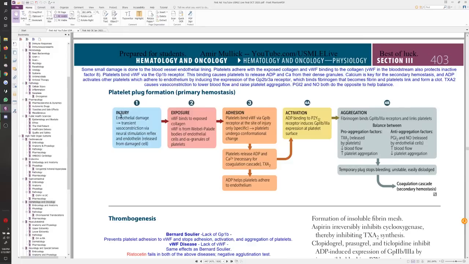So you can imagine like a basic cut, for example. So you get your injury, endothelial damage leading to transient vasoconstriction via neural stimulation reflex and endothelin, which is just released from the damaged cell. And so this vasoconstriction will prevent bleeding from wherever the damage was. Exposure: von Willebrand factor binds to the exposed collagen, and the von Willebrand factor is from Weibel-Palade bodies of endothelial cells and the alpha granules of platelets.